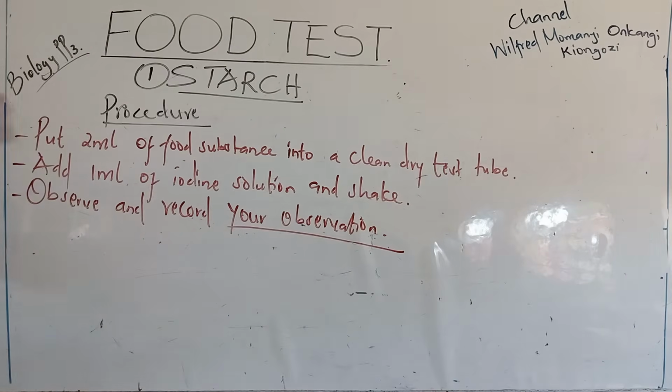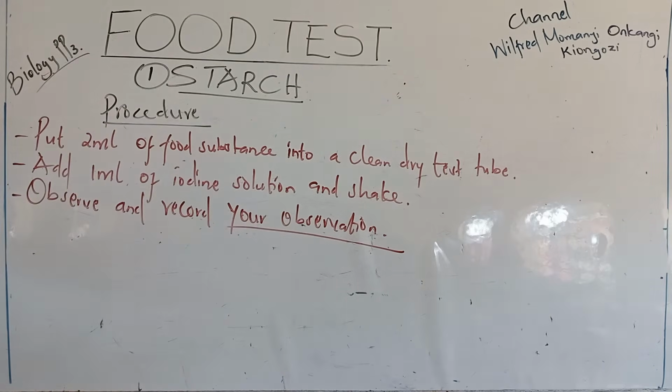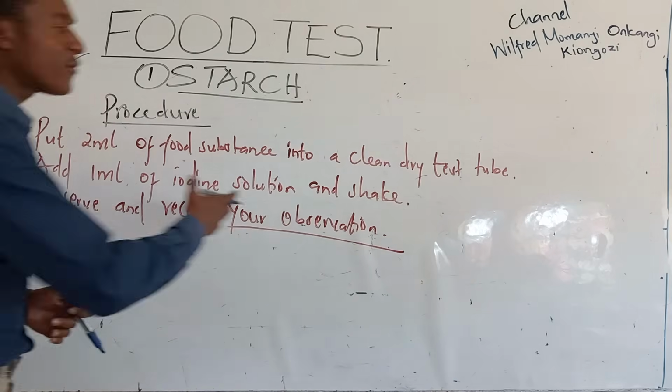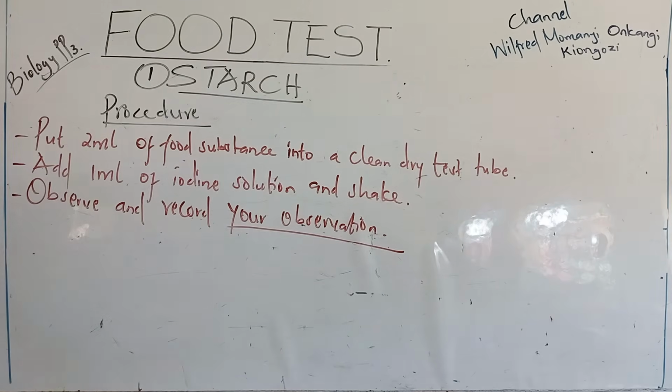In any question in KCSE Biology Paper 3, you will be required to write the procedure on your own. You are not given the procedure. This is not like chemistry where you're given the procedure of what you're going to do. In biology, you write your own procedure. So from there, if the starch is present, the color changes will be as follows. So we go to observation.